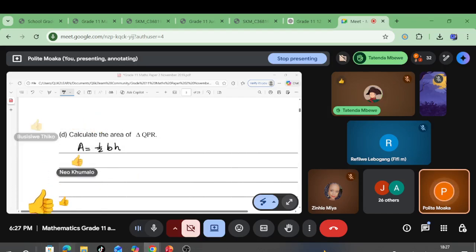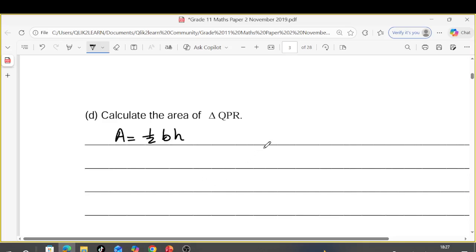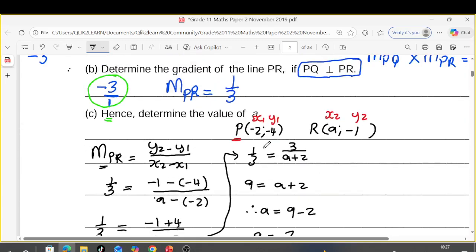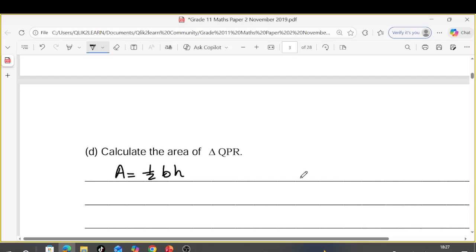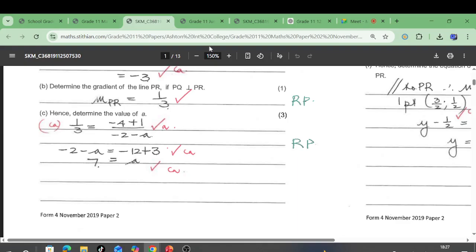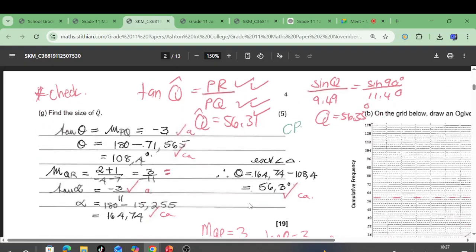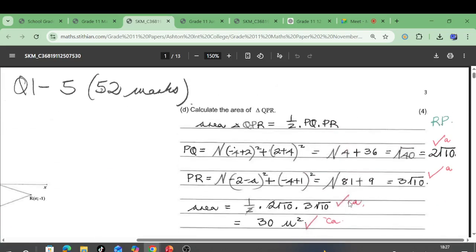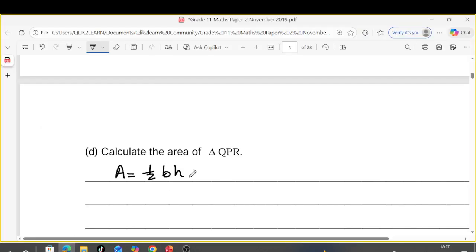Yes. So now let's calculate the distance. We need to calculate the distance of PQ, and we also need to calculate the distance of PR. Let us do that now. Then later on we'll confirm from the memo if what we are doing is correct. Now let me quickly do this. Okay, let's find PQ and PR.